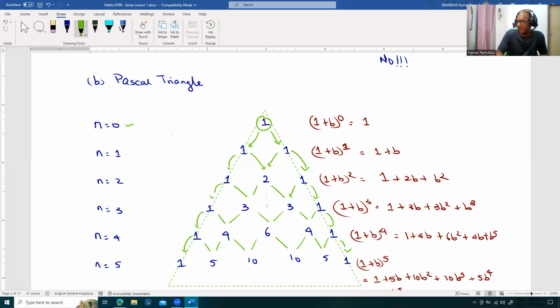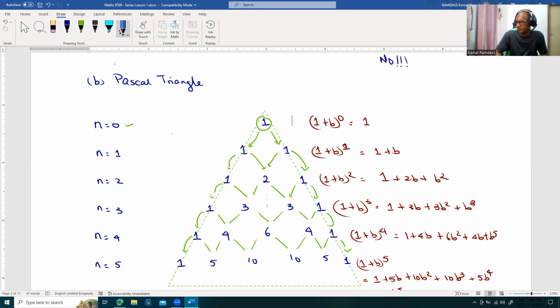Et ça, en terms là, il pose the coefficient of the binomial expansion. OK. En terms là, il pose the coefficient of the binomial expansion. Et par exemple, 1 plus b to the power of 0, il will win 1. Any number to the power of 0 win 1.